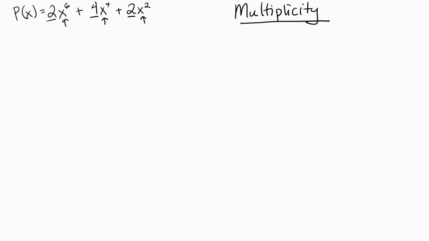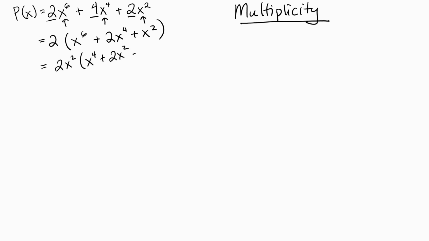So in terms of the 2, 4, and 2, I could pull out a 2. So I'm going to put a 2 in front, which means inside I'm going to have x to the 6th, 2x to the 4th, x squared. And then I can also pull out an x squared. So let's do that. 2x squared, which leaves me with x to the 4th, 2x squared, and then 1.